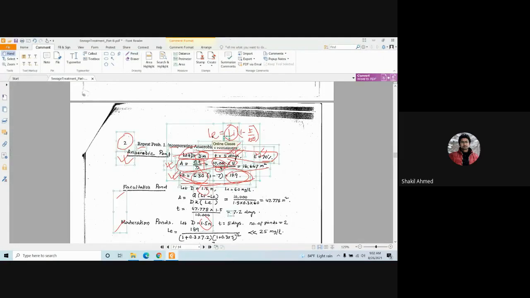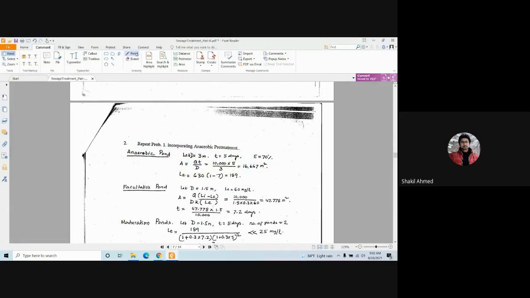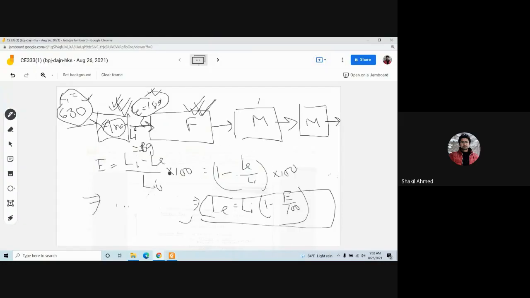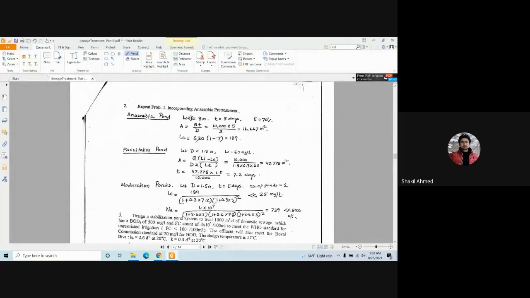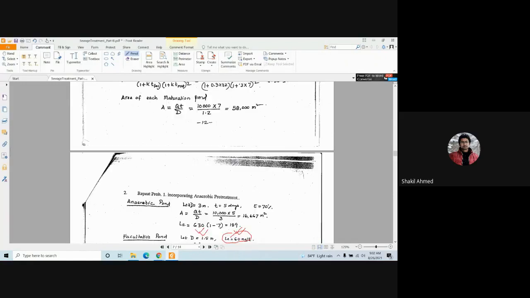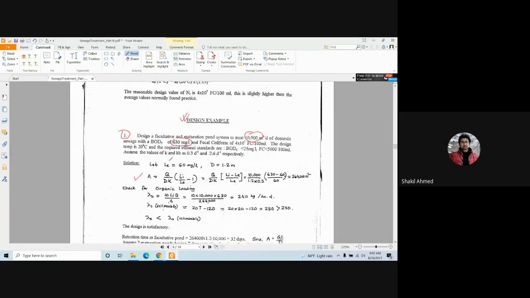So anyway, what I was telling here is this 189 flow here will be the influent of the facultative pond, Li 189. So here let's assume D equals 1.5, Le equals 60 milligram per liter. Similar to the previous case, we assumed Le equals 60 milligram per liter, D equals 1.2 meter.